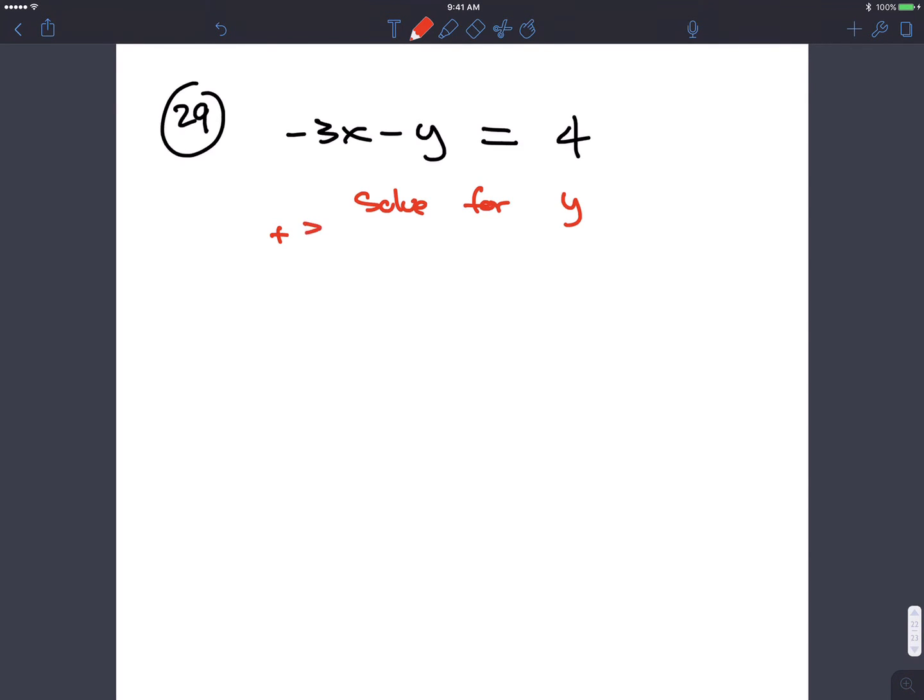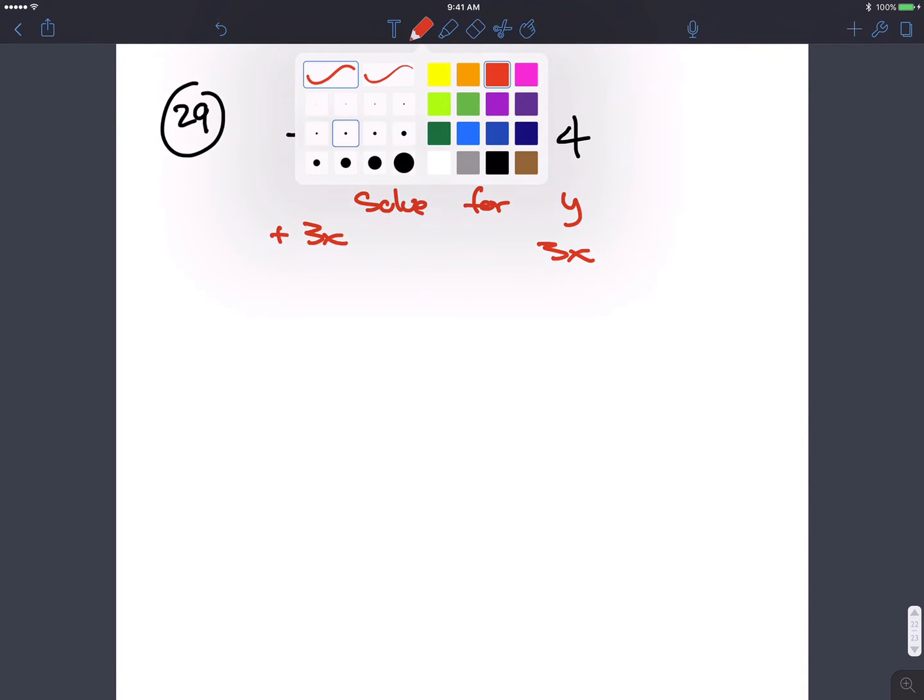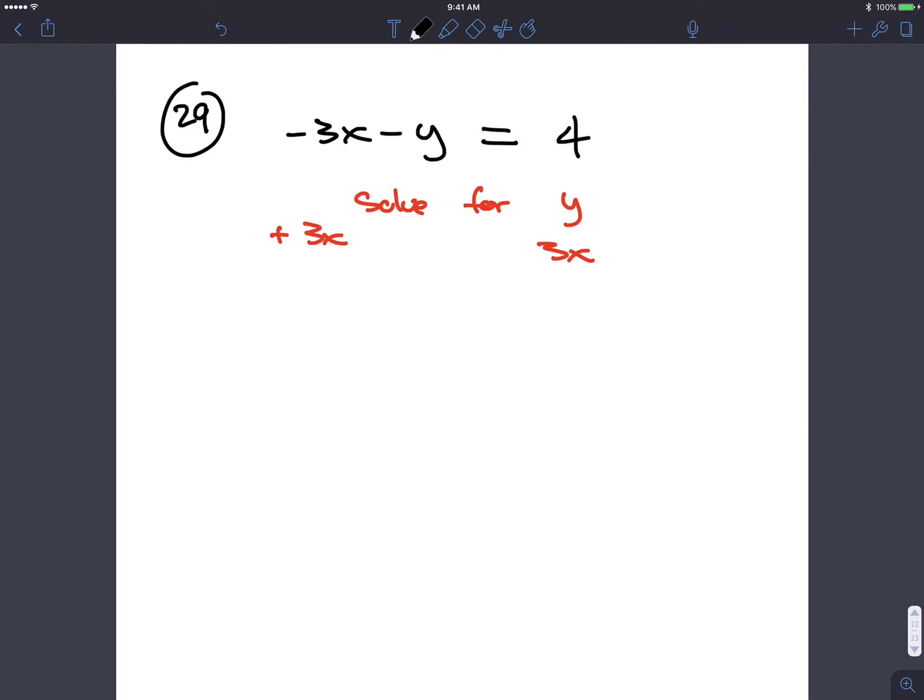Let's look at 29. Negative 3x minus y is positive 4. We have to solve for y. We're going to add 3x to both sides. We get negative y is 3x plus 4. Divide by negative 1 on both sides. I get cancellation.